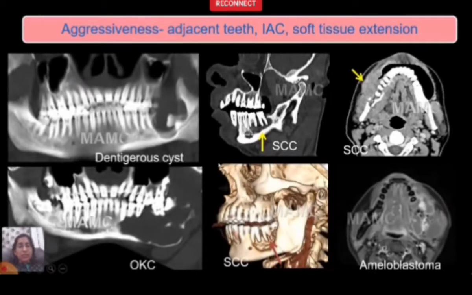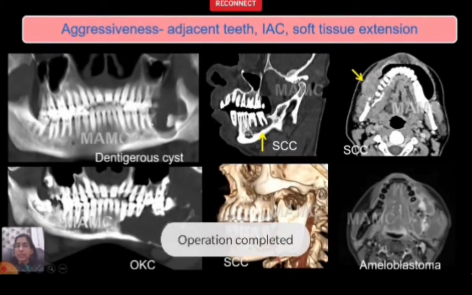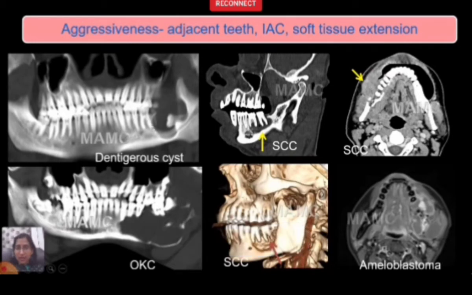Look at the adjacent teeth. Now here is an example of a dentigerous cyst, a well-defined lesion in relationship to one tooth, and the adjacent tooth is preserved. There is some mild effect, there is some subtle displacement of this root, but we still do not see any erosion. So a non-aggressive pathology.